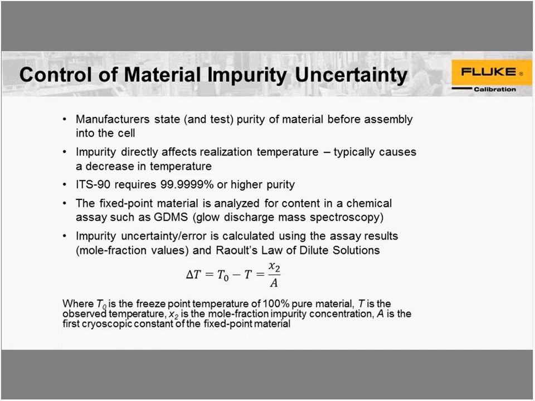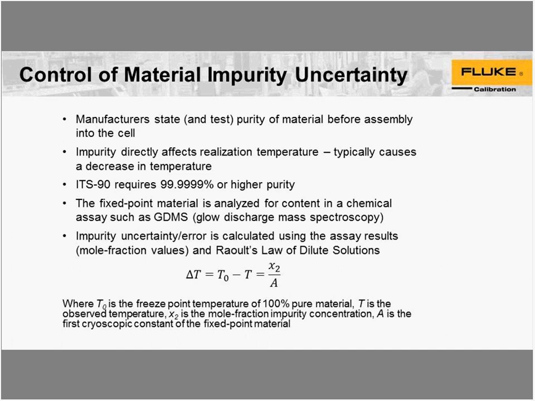Impurities that are in the cell will typically cause a decrease in temperature. Not all impurities cause a decrease in temperature, but the majority do. So that's what we typically see, a decrease in temperature due to impurity. The higher the impurity value, the more the temperature is decreased, and those who have melted ice with salt understand that and have actually been able to experiment with that principle.